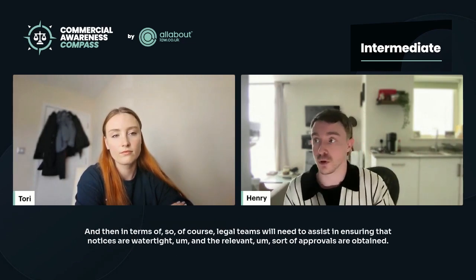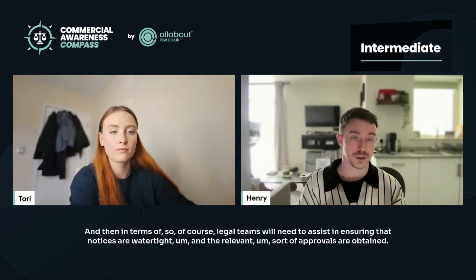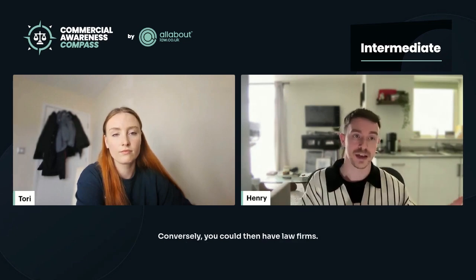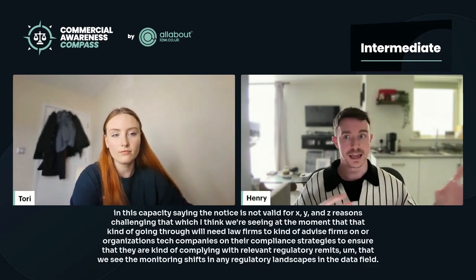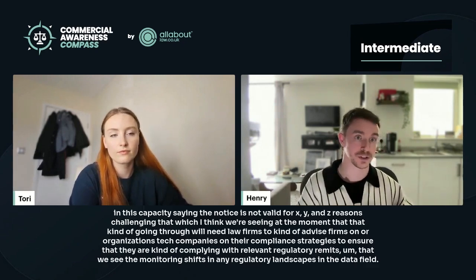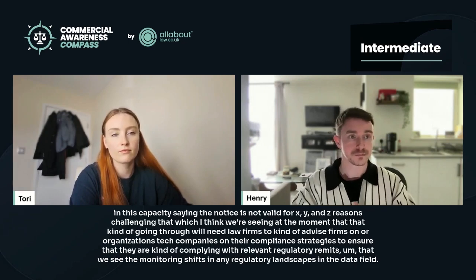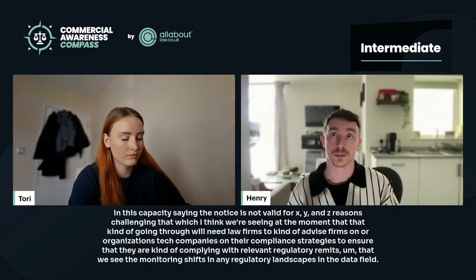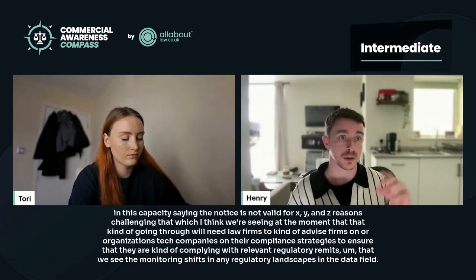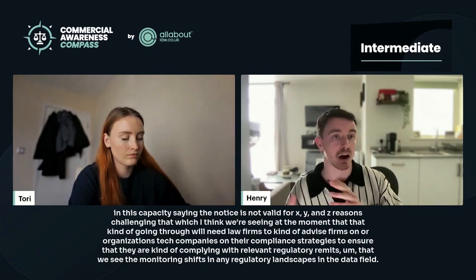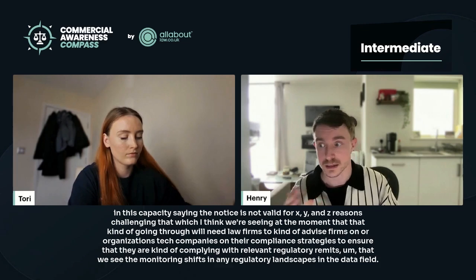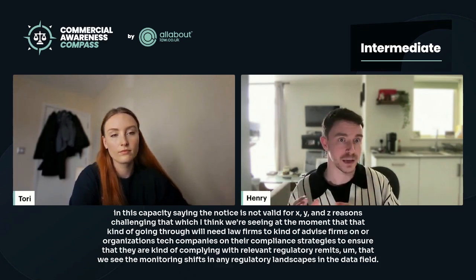And then, of course, legal teams will need to assist in ensuring that notices are watertight, and the relevant approvals are obtained. But conversely, you could then have law firms in this capacity saying the notice is not valid for X, Y, and Z reasons, challenging that, which I think we're seeing at the moment, that going through. We'll need law firms to advise organizations, tech companies, on their compliance strategies to ensure that they are complying with the relevant regulatory remits, that we see the monitoring of shifts in any regulatory landscapes in the data field.